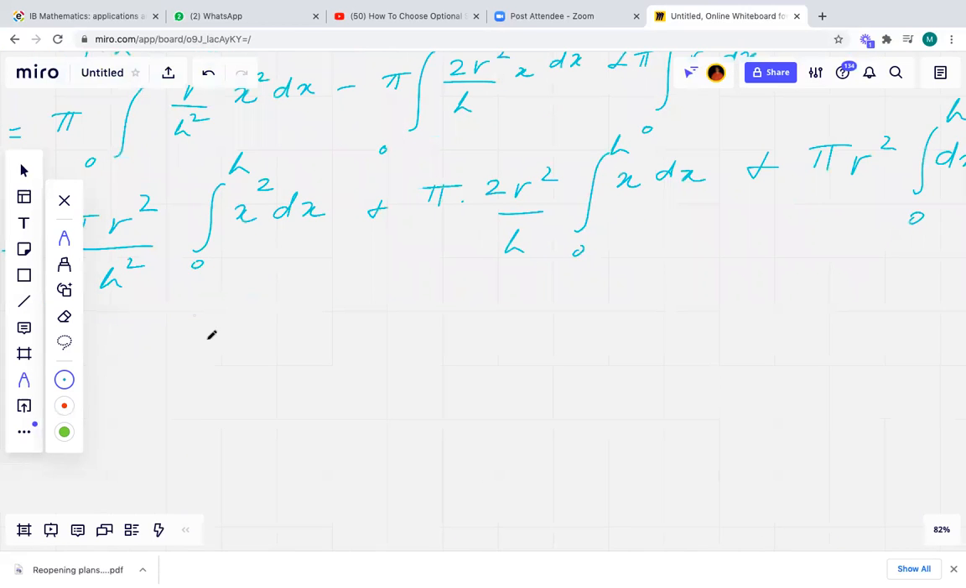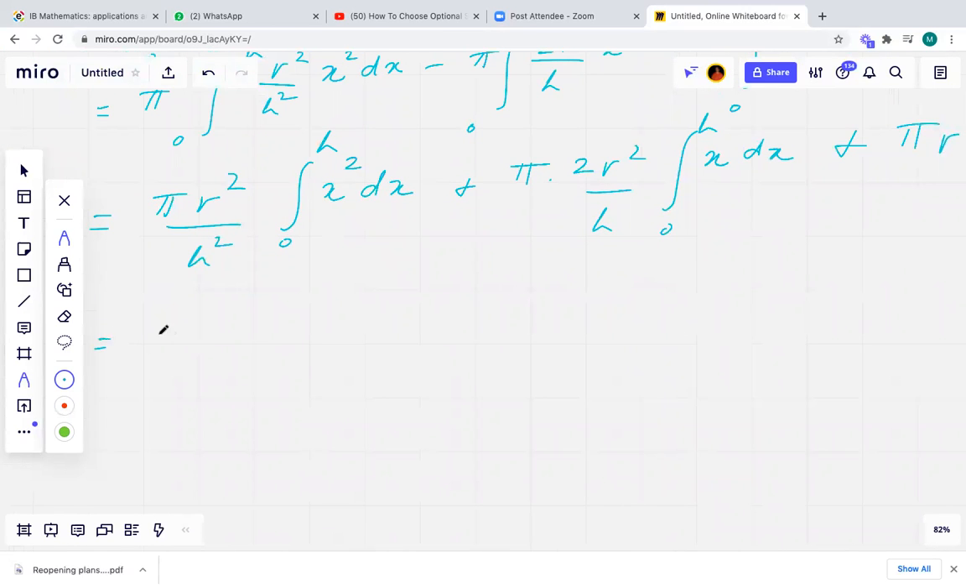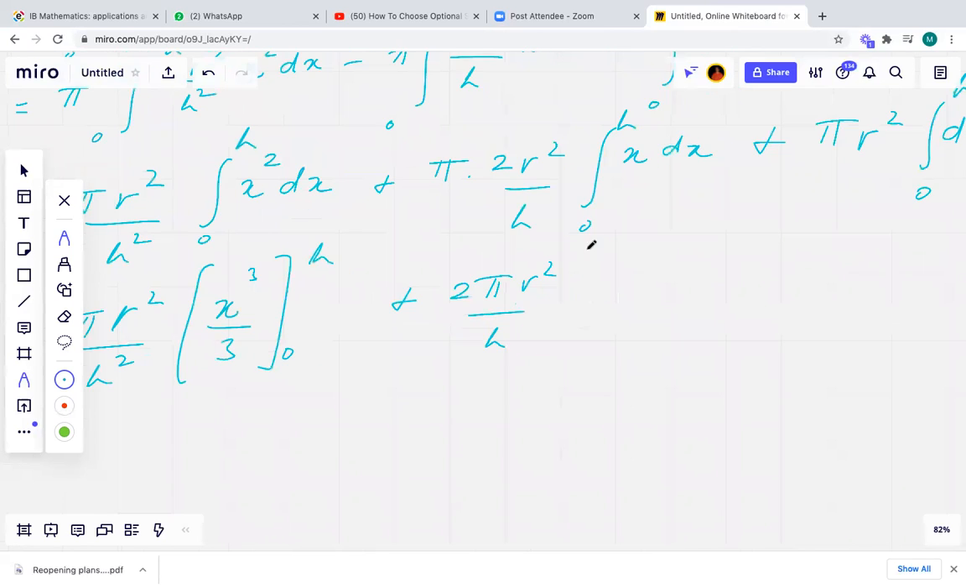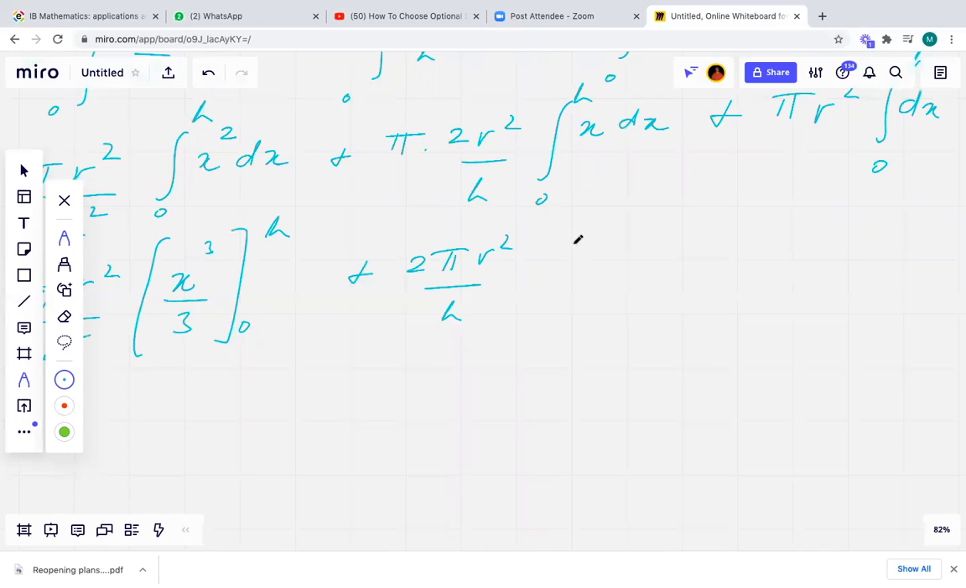Now what is integral x square? Integral x square is x to the power 3 by 3, between 0 to h. And the next one, 2 pi r square upon h integral x dx. Integral x dx is x square by 2, from 0 to h.